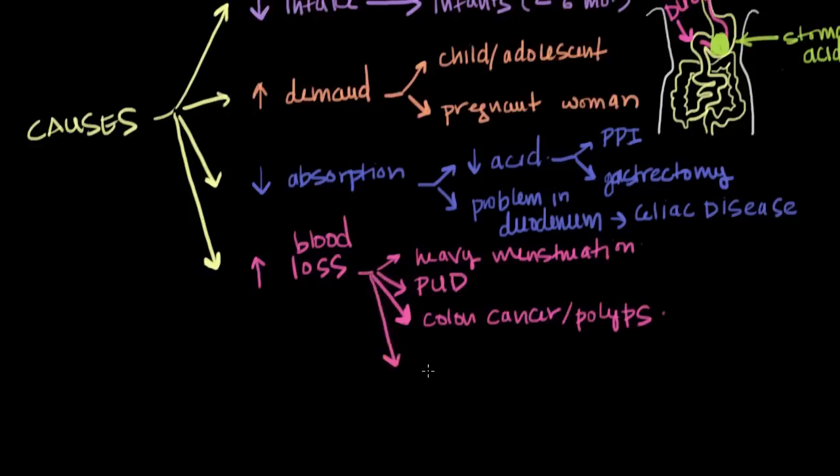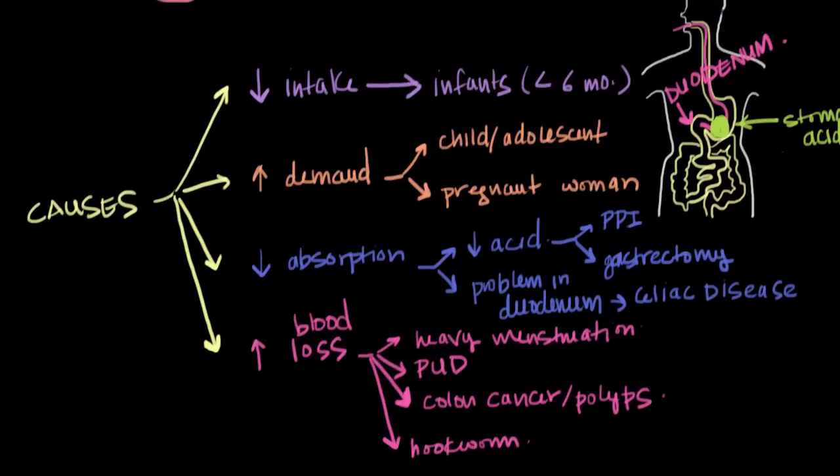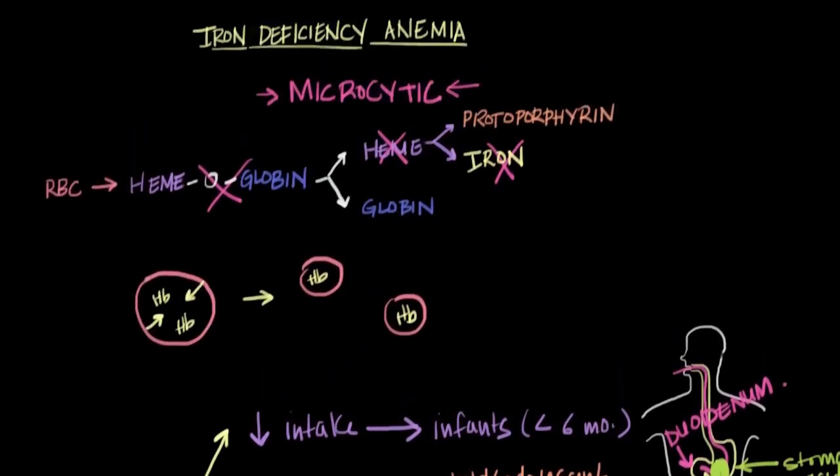All right, so then let's finally discuss one of the most common causes of blood loss in developing countries, and that is a hookworm infection. And these hookworms can inhabit your intestines and literally latch themselves on to the wall of your intestine and suck out blood, leading to blood loss. So these are the different causes, lots of the most commonly encountered causes of iron deficiency anemia. Keep in mind that iron deficiency leads to a problem with making hemoglobin, which then ultimately leads to a microcytic anemia.